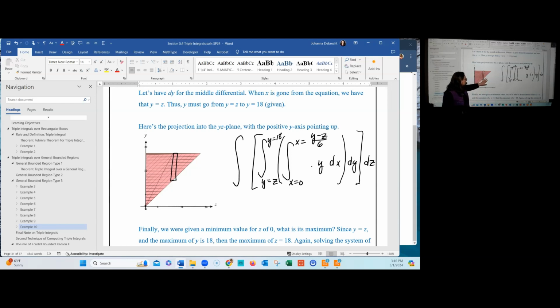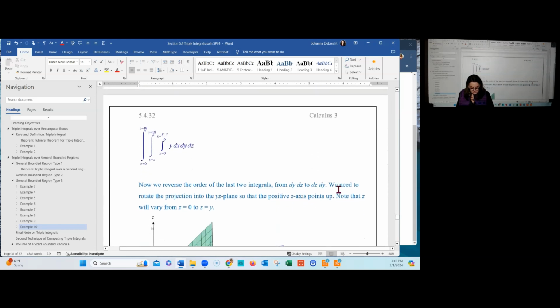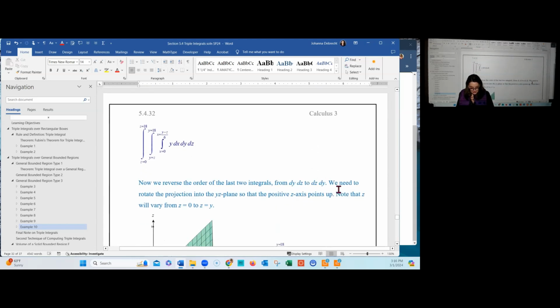Looking at this right here, what are the values of z that we get used? Well, the maximum value of y is 18, and this point right here is on both curves. So if we have y equals z and y equals 18, then our maximum value for z also has to be 18. So it's going from z equals 0 over to z equals 18. Right? So you get this integral that you see here. And you can see it in finer print right there.